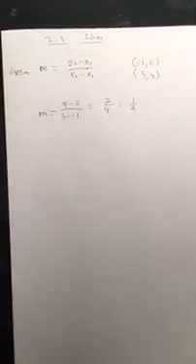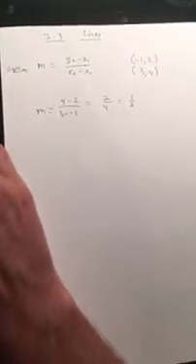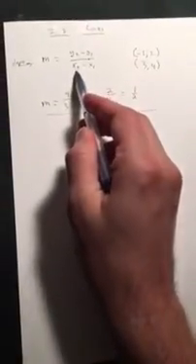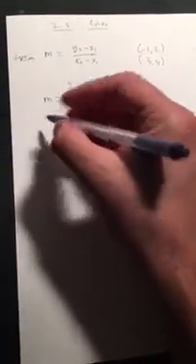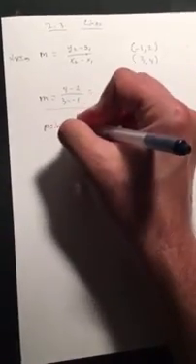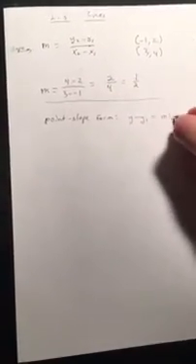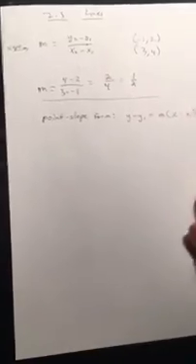So 4 minus 2 is 2. 3 minus -1 is 4. And we reduce all of our slopes to put them in lowest terms. We can then take this slope formula and actually multiply both sides by x2 minus x1 and get what is referred to as point slope form, where we have y minus y1 equals m times x minus x1.